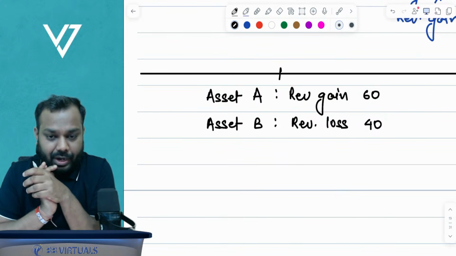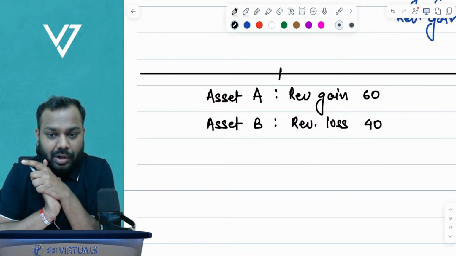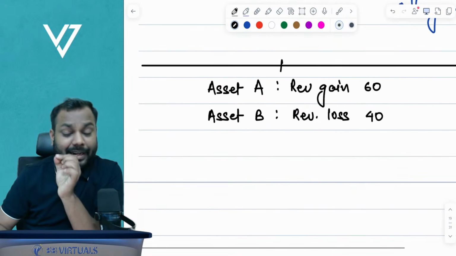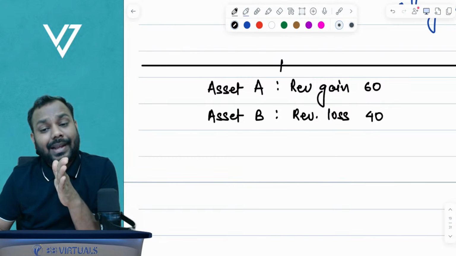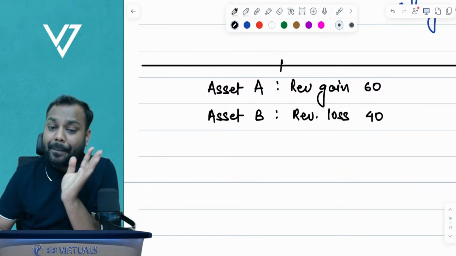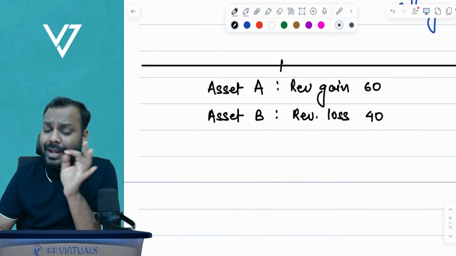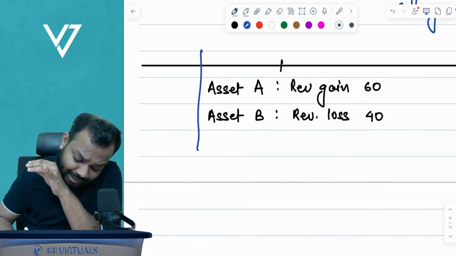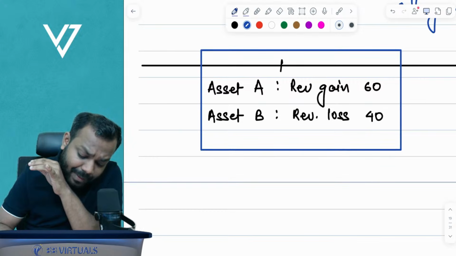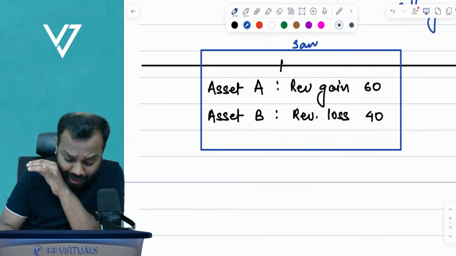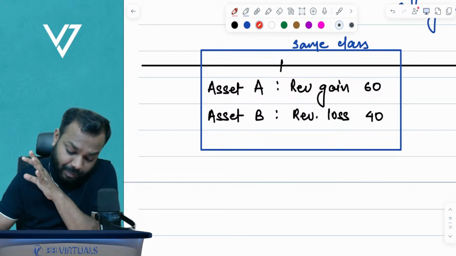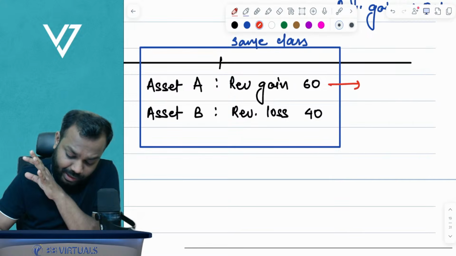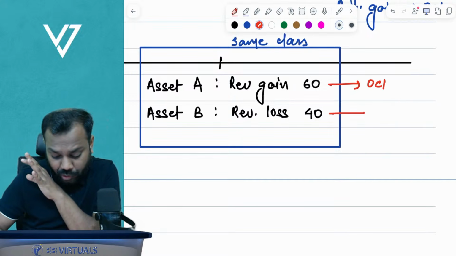Very good, Disha. Very good, Yashika. Very good, Soumya. Very good, all of you. So the treatment of revaluation gain and loss is done on an asset by asset basis. Even though both the assets are of the same class, the gain will be recognized in OCI and the loss will go to P&L.